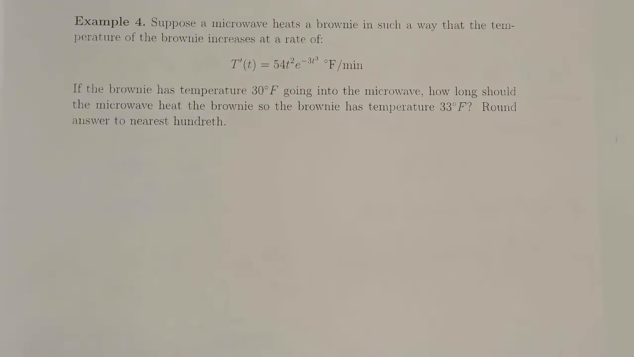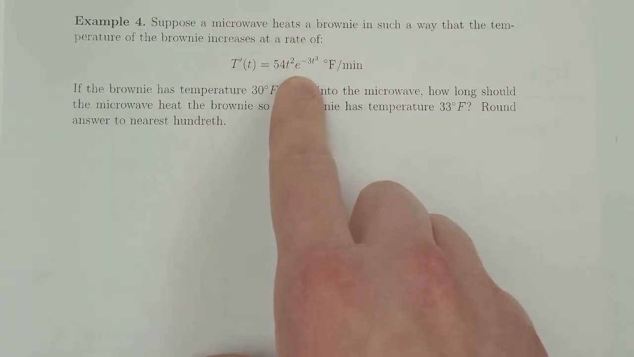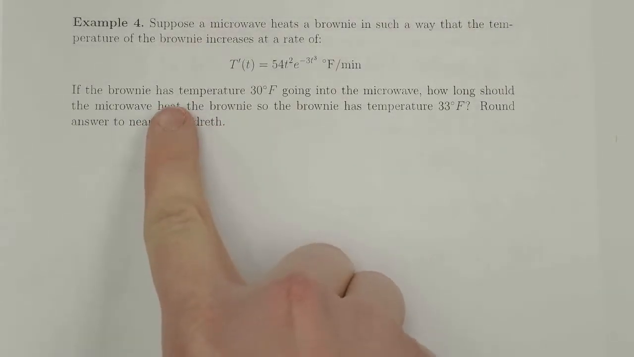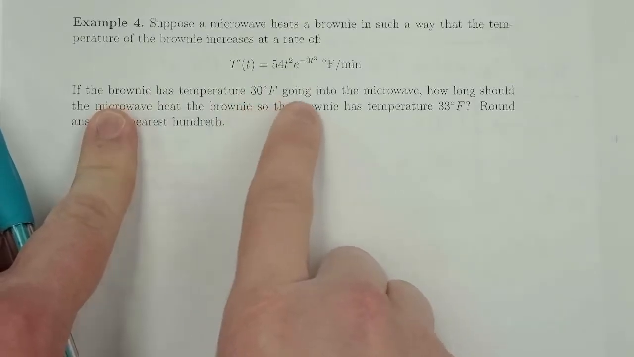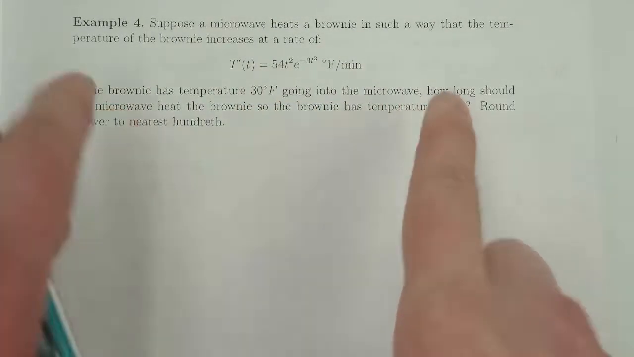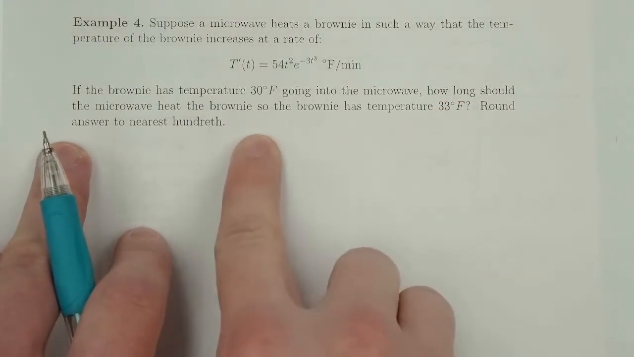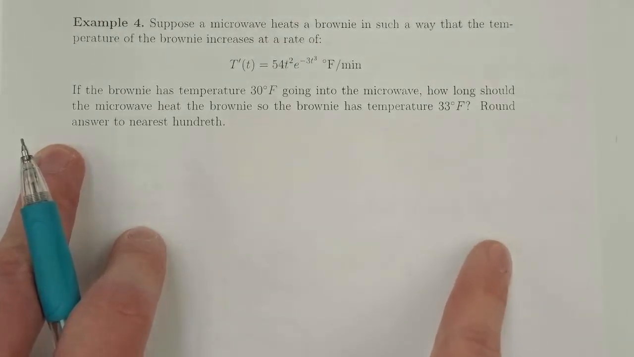Okay. So moving on to example 4, the last one of the day. So the premise now is that suppose a microwave heats a brownie in such a way that the temperature of the brownie increases at the rate of 54t squared times e to the negative 3t cubed. And this is in degrees Fahrenheit per minute. So the premise states that if the brownie has temperature 30 degrees going in to the microwave, so we can treat that as our initial temperature, keep that word initial in mind. How long should the microwave heat the brownie so that the brownie has 33 degrees Fahrenheit temperature?